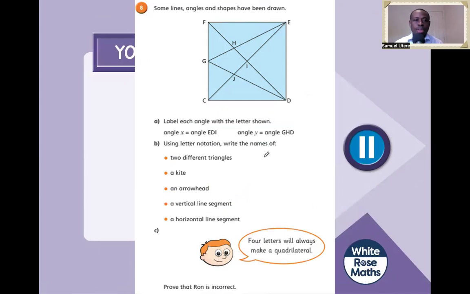Next, pause the video and answer question 8 in 2 minutes. You can take longer depending on the speed at which you work, or you can take even a shorter time. Depends on you. Assuming you've paused the video and you've answered question 8, here are the answers.